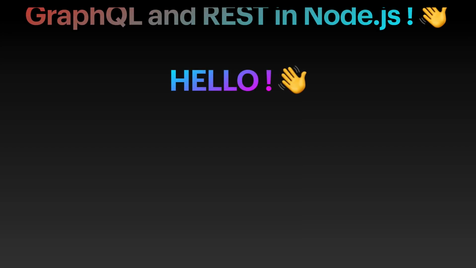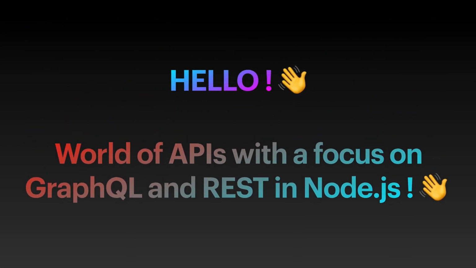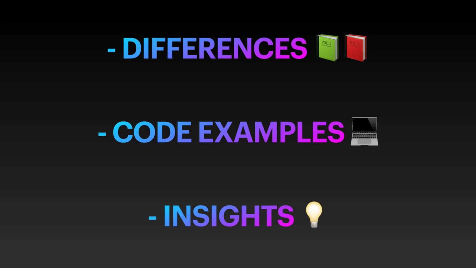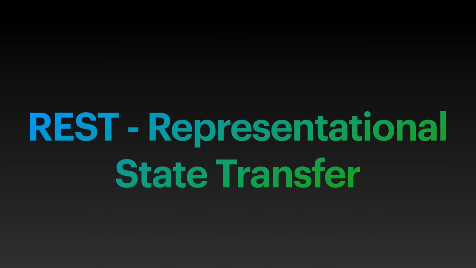Hello, today we are exploring the world of APIs with a focus on GraphQL and REST in Node.js. We'll discuss the differences, explore practical code examples, and provide insights to help you choose the right tool for your next project. First, REST, or Representational State Transfer, is like the Swiss Army knife of web services, versatile and straightforward.